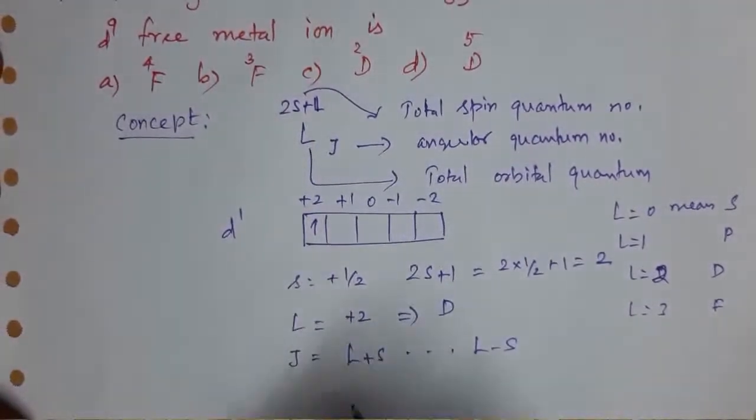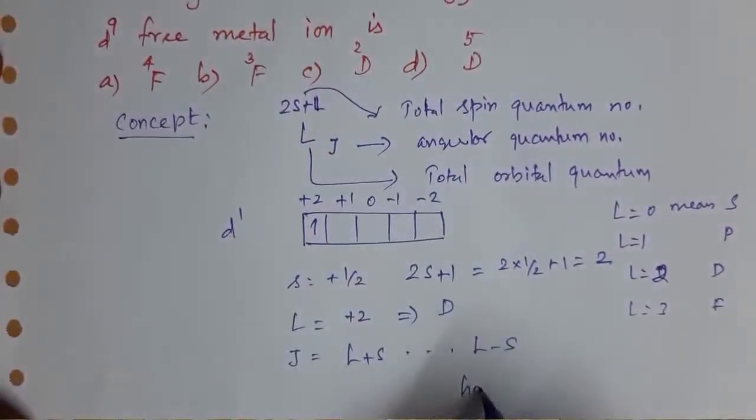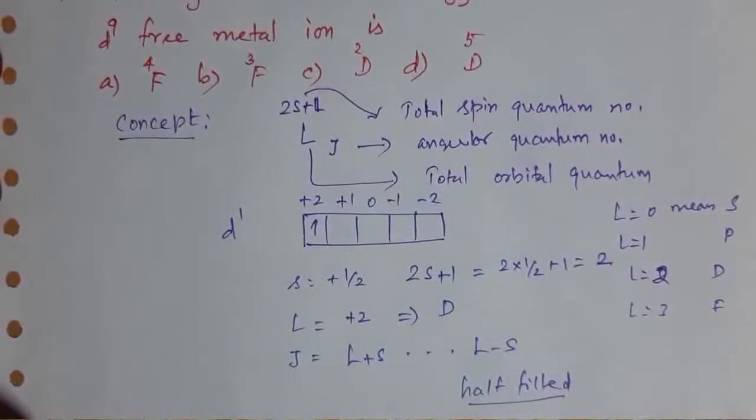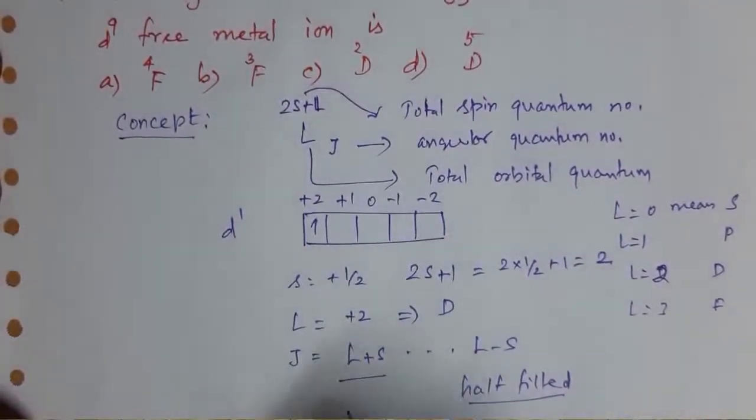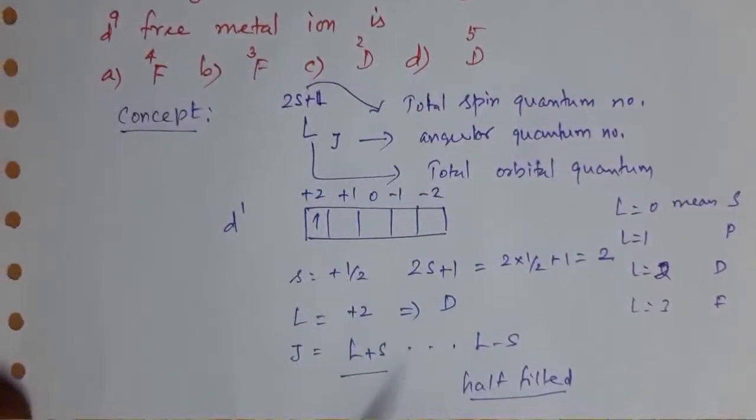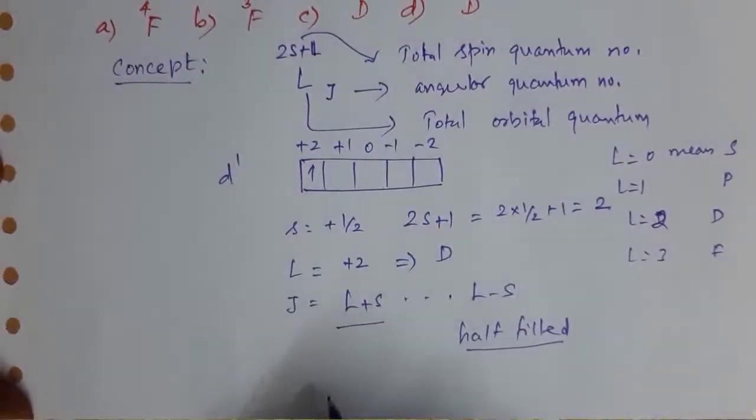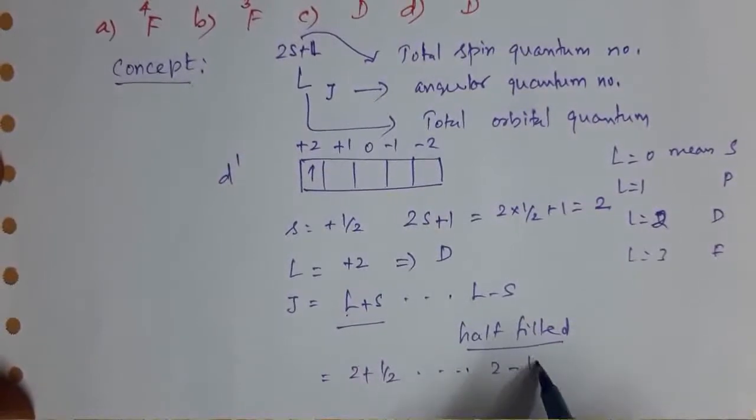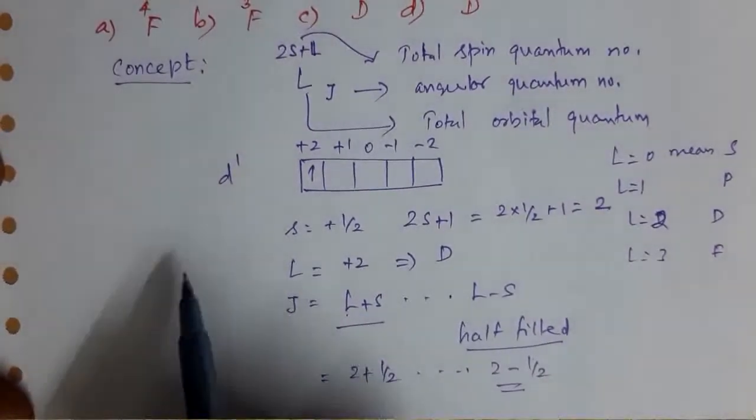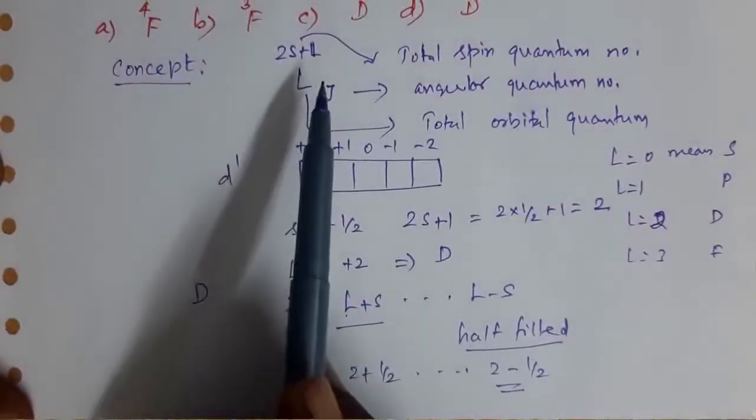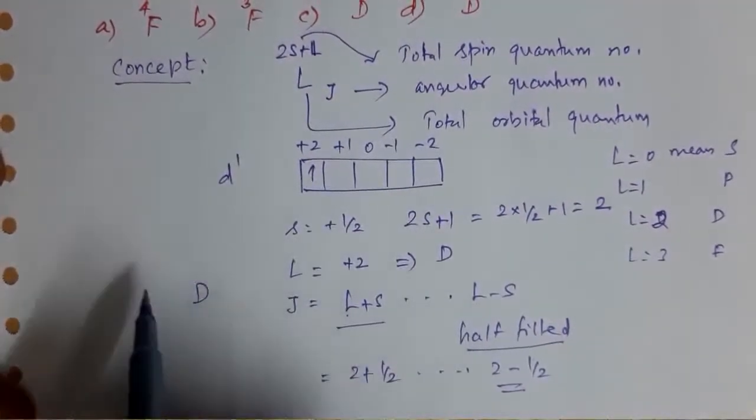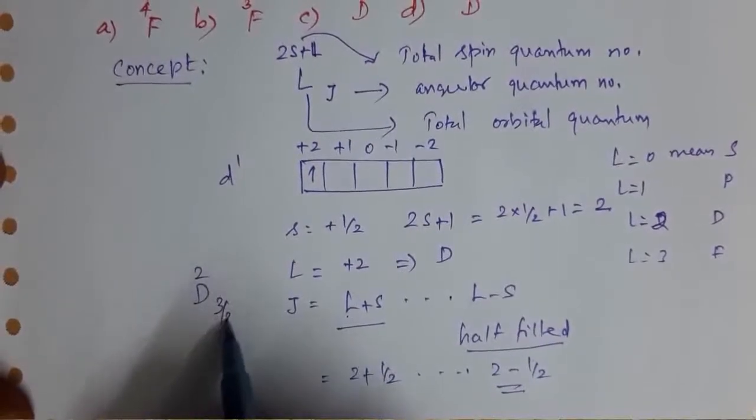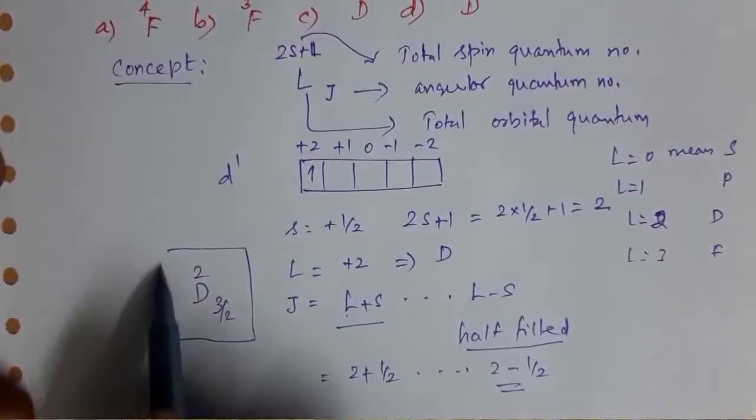Here only 1 electron is there and it is less than half filled. If the electronic configuration is less than half filled, we have to take the L-S value. If it is greater than half filled, we have to take the L+S value. So L is 2 and S is half, and J is 2 minus half, which is 3/2. The term is D, the spin multiplicity 2S+1 is 2, and J is 3/2. So this is the term symbol: ²D_{3/2}.